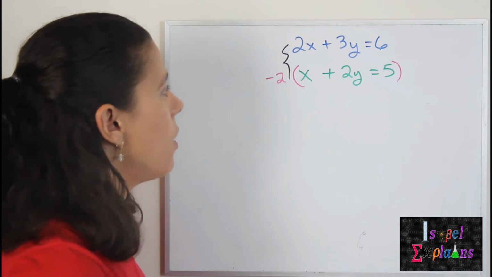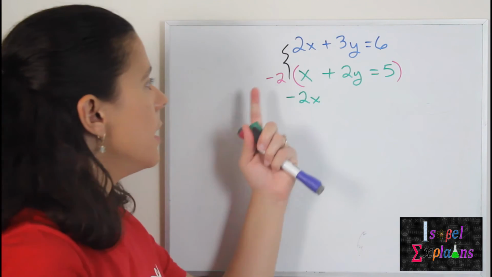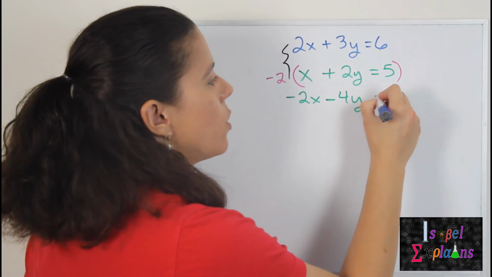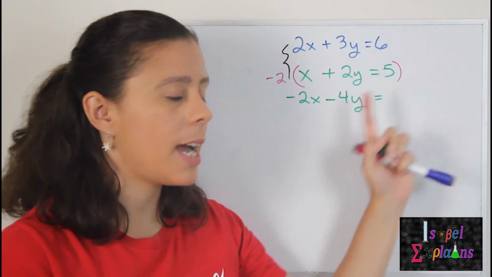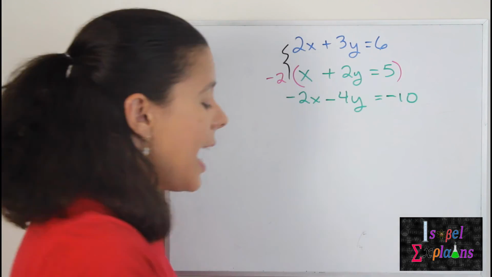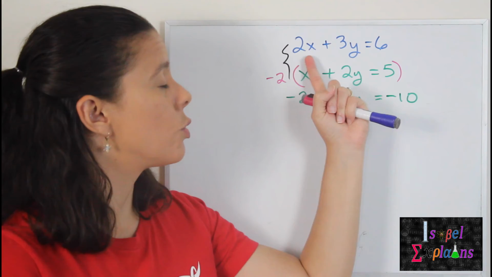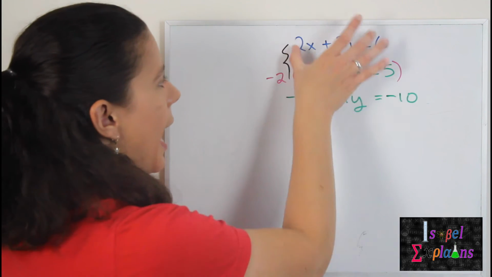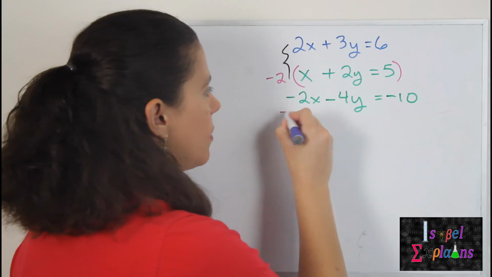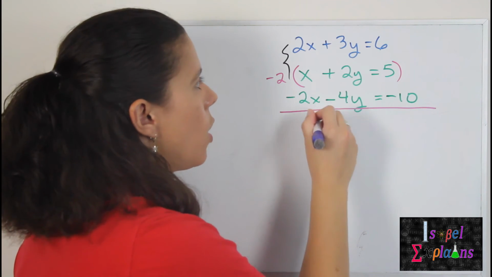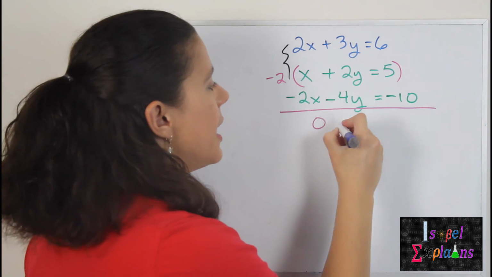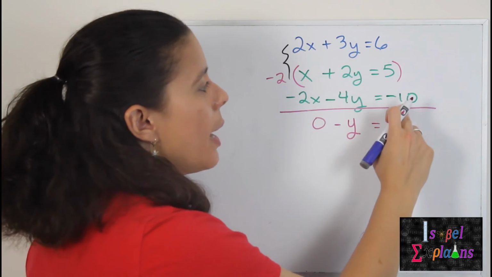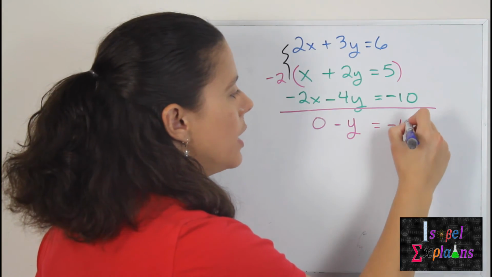So what I'm going to have now is negative 2x, negative 2 times positive 2y is negative 4y, so minus 4y, and it's going to be equal to negative 2 times 5, which is negative 10. And now we have a positive 2x at the top and a negative 2x at the bottom, so those two can be eliminated. So I'm just going to add the bottom equation to the top equation. 2x minus 2x is 0. 3y minus 4y is negative 1y, or just negative y, and then 6 minus 10 is going to be equal to negative 4.